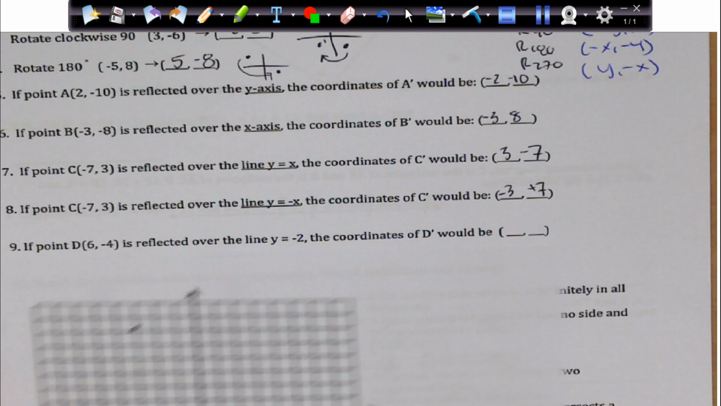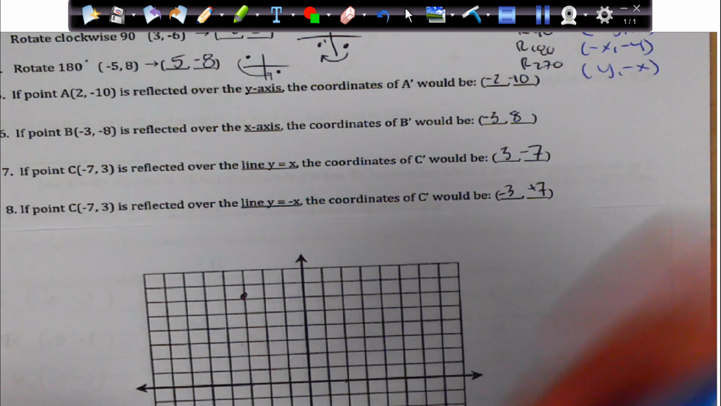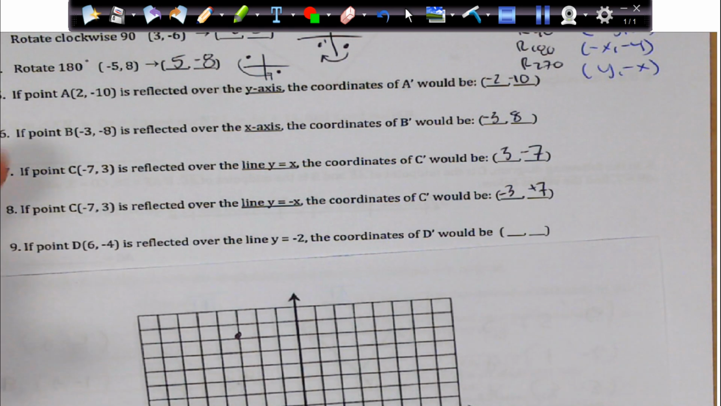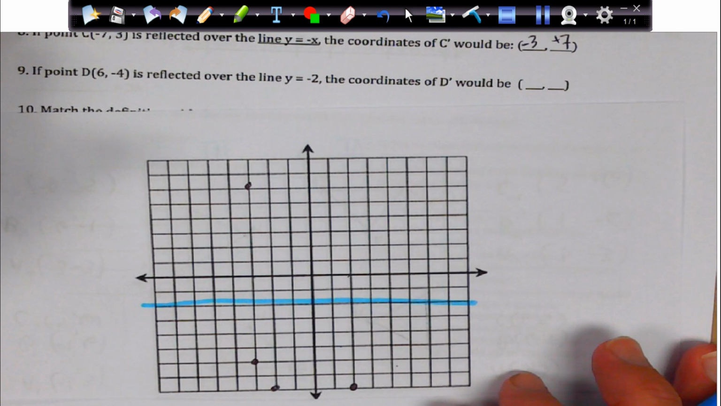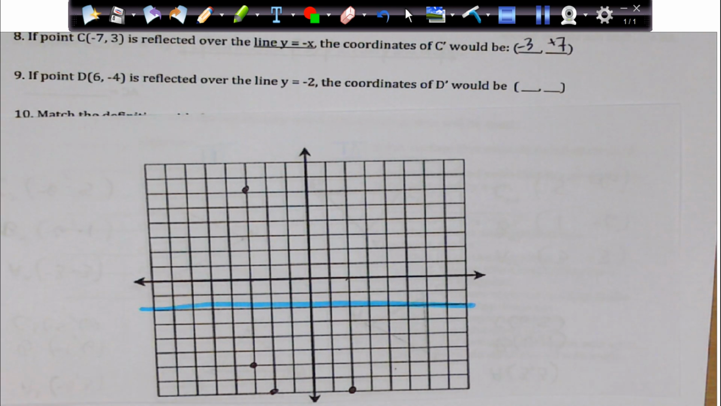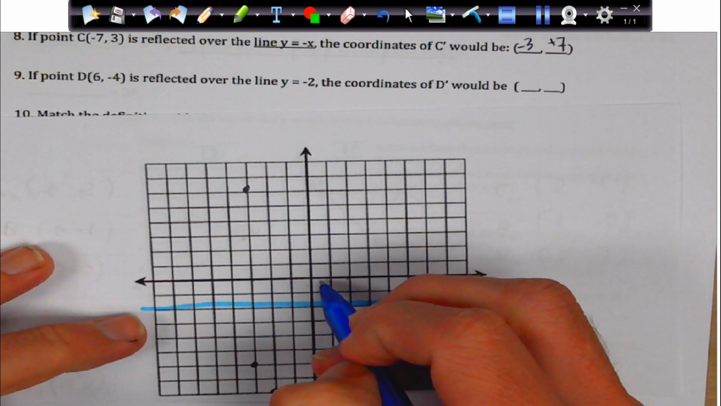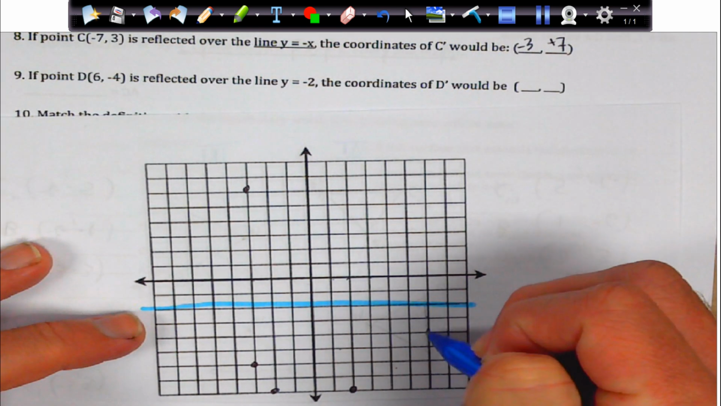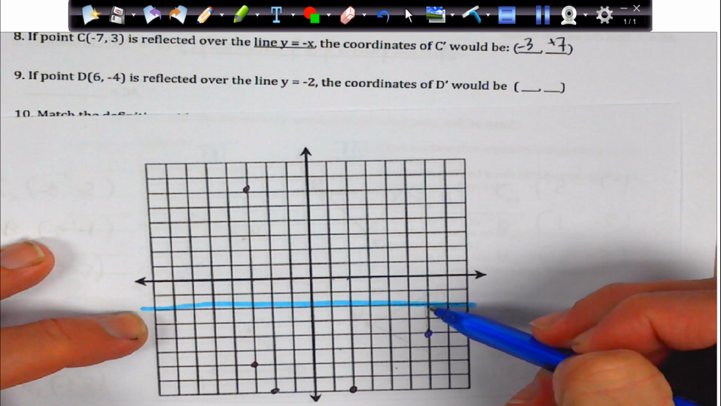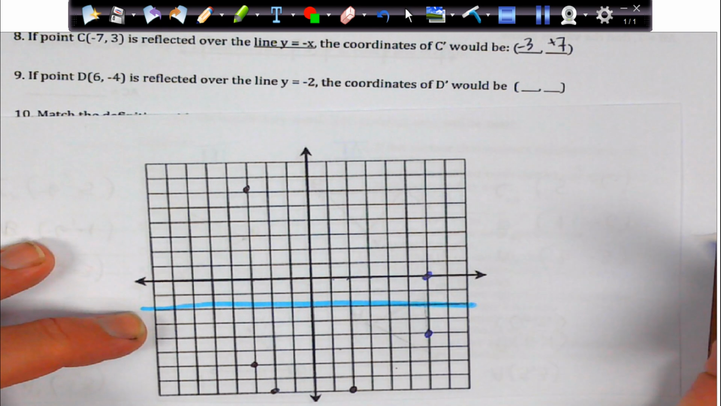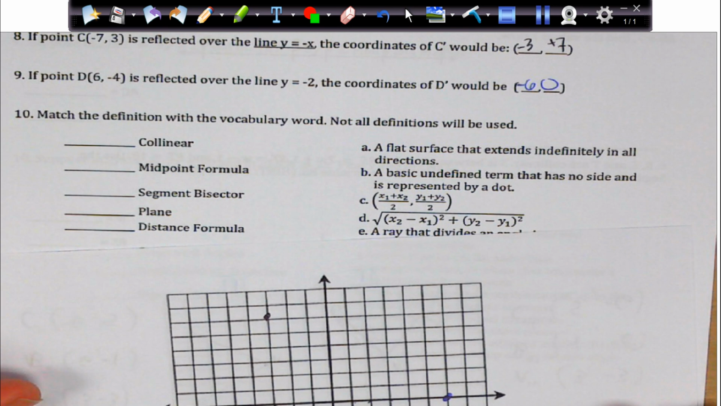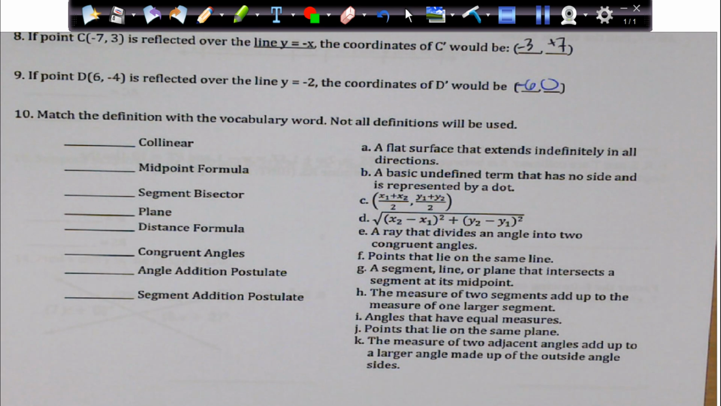And then number 9, reflect over the y equals negative 2. This is where it's good to have a graph. So y equals negative 2 is going to be this line right here in blue. There we go. And so we're at 6 on the x. 1, 2, 3, 4, 5, 6, and then negative 4. 1, 2, 3, 4. So it's 2 away, so I'm going to go 2 above. So I'm at negative 6 comma 0. And there we go.